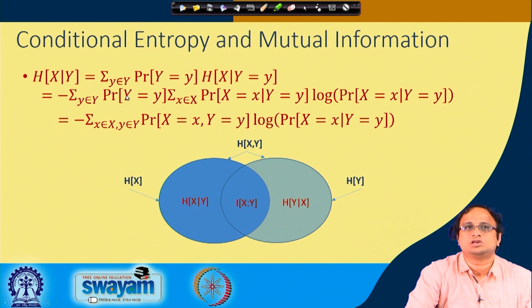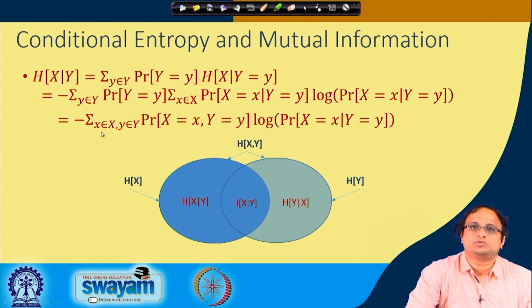Now, note that these two things can be multiplied, and from the definition of conditional probability, we can write that the product of the probability of X equal to small x given Y equal to small y, multiplied with the probability of Y equal to small y, is nothing but the joint probability distribution of X equal to small x and Y equal to small y. Okay. And therefore, this is the corresponding definition. Note again that the sigma is a double sigma, which varies over both x and y.